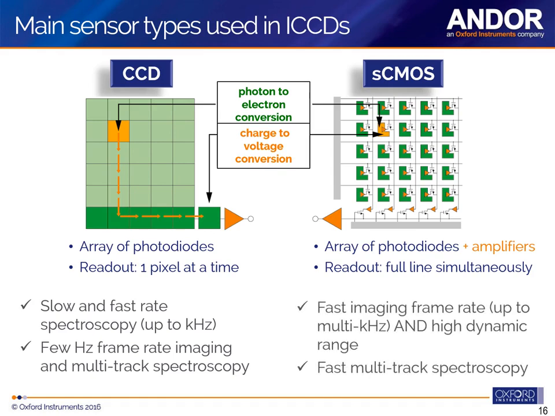CMOS, on the other hand, are extremely well suited for very fast imaging frame rates up to multi-kilohertz, while also maintaining a high dynamic range. I will cover that in the next few slides. They're also very suitable for fast multi-track spectroscopy.